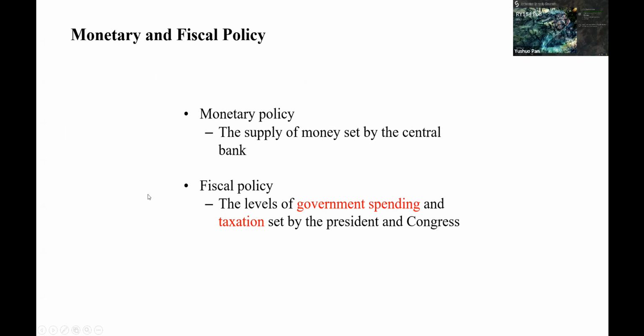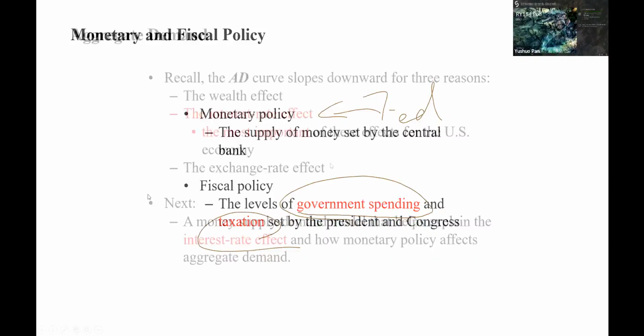What's monetary policy? The supply of money set by the central bank. Remember, our assumption is that the money supply is only decided by the central bank. In the United States, it's the Fed. The Fed will decide the monetary policy. That's our assumption. And fiscal policy usually covers government spending and taxation. These two parts are the fiscal policy.